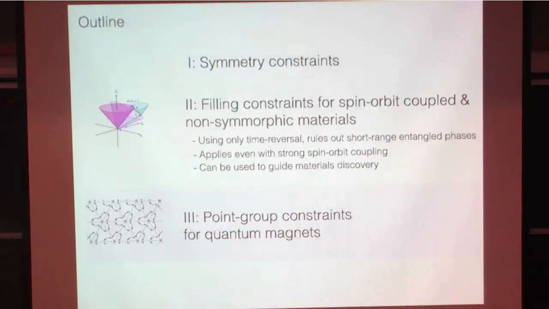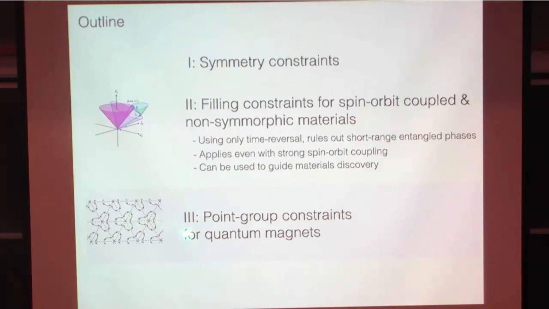Okay, so far I've discussed systems where the electrons are allowed to move around, and using only time reversal, we found what were probably almost the most general constraints for ruling out short-range entanglement, and found that this can be useful for both guiding materials discovery as well as providing conditions in which, say, systems which are insulators would have to be long-range entangled spin liquids.